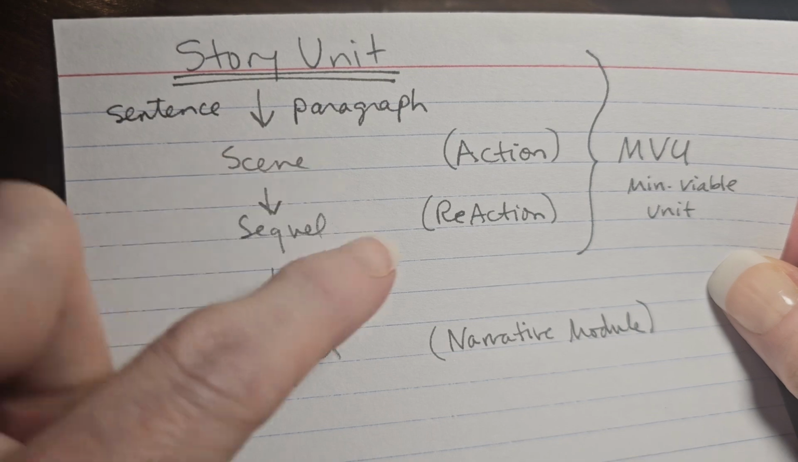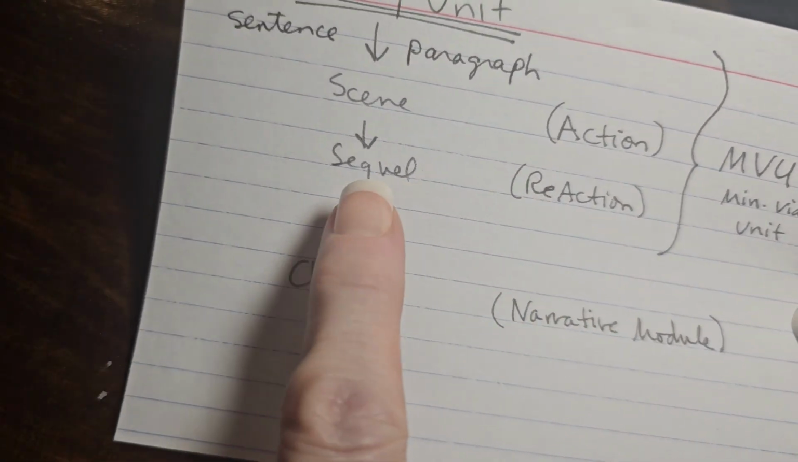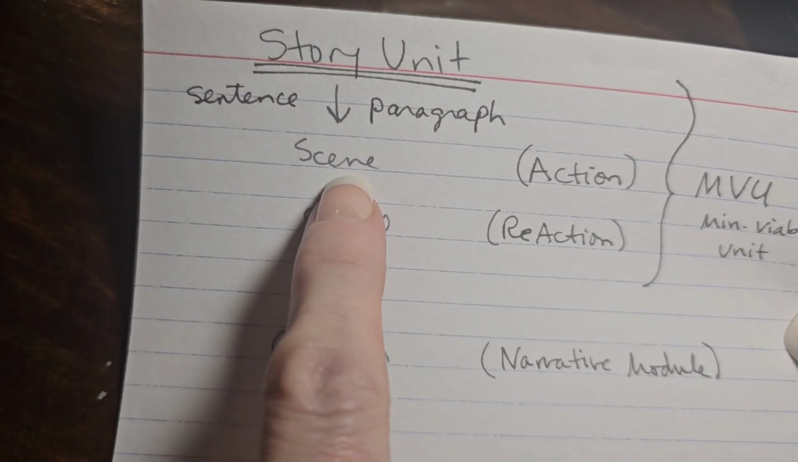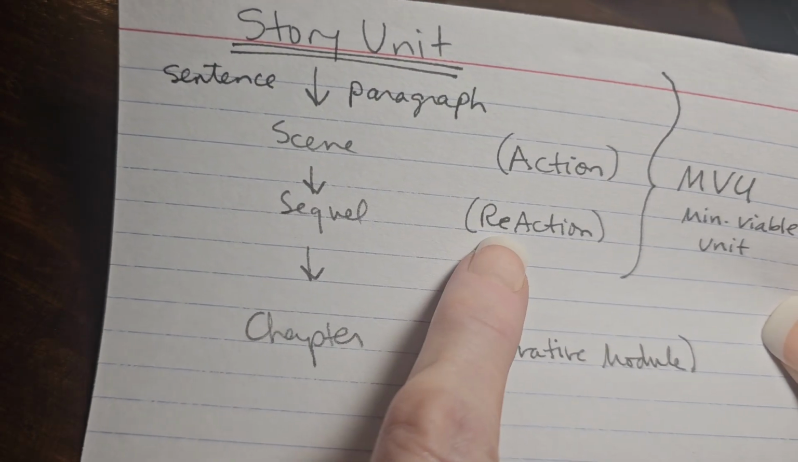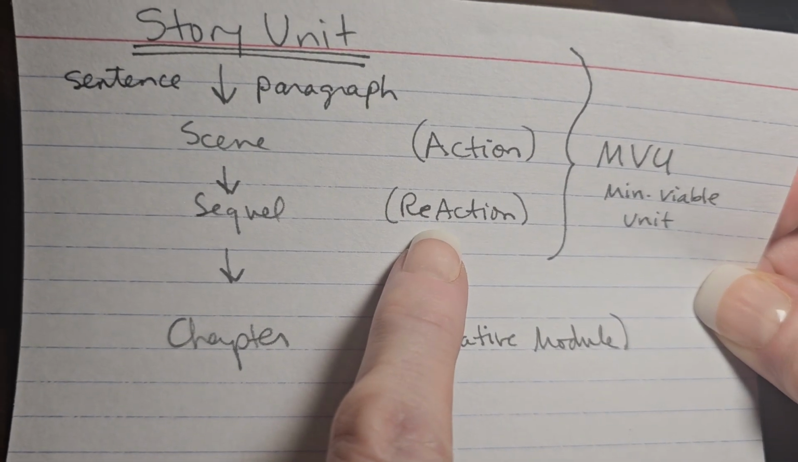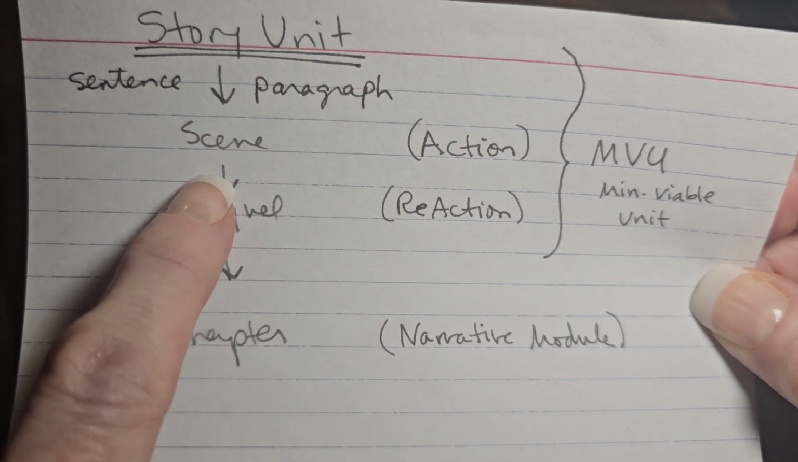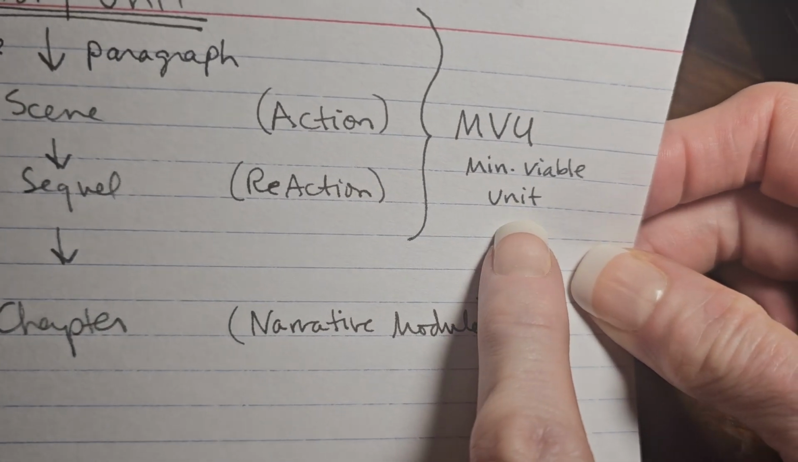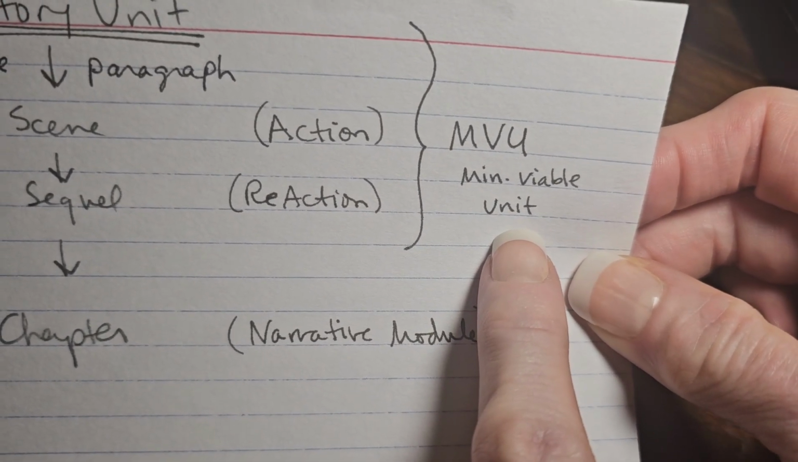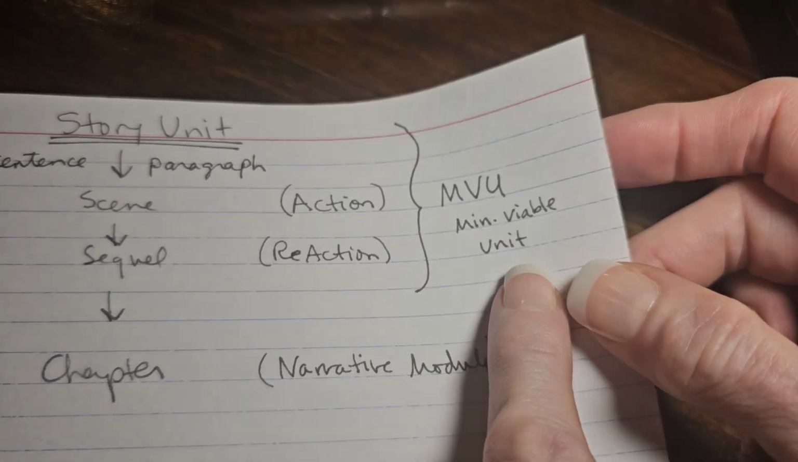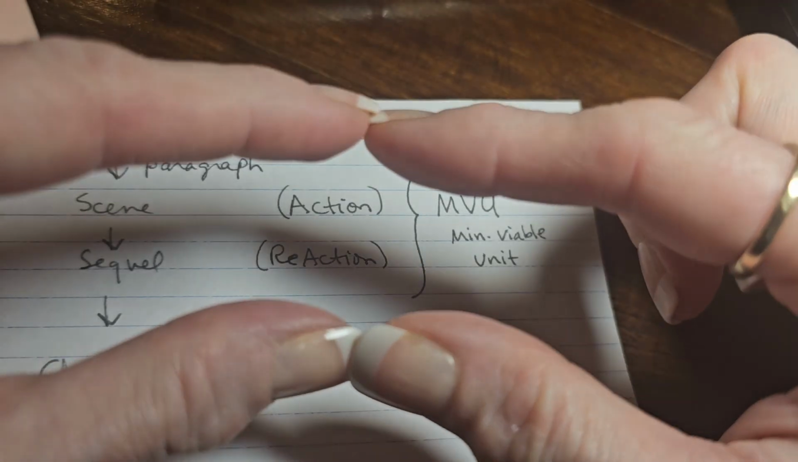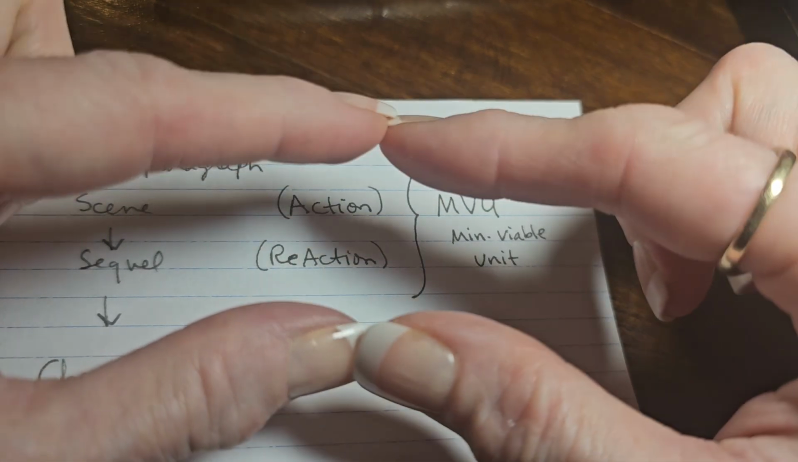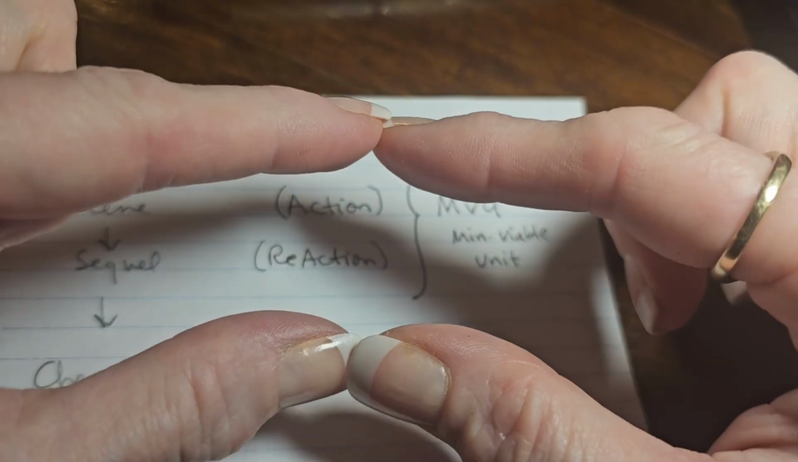Those are going to gel into scenes and sequels. As you're thinking through, what does this scene need? Well, maybe the scene needs a sequel or a reaction where your character is thinking about something. All of those become your minimum viable unit, your MVU. An MVU is the minimum unit of writing that can stand on its own as a set or a section.